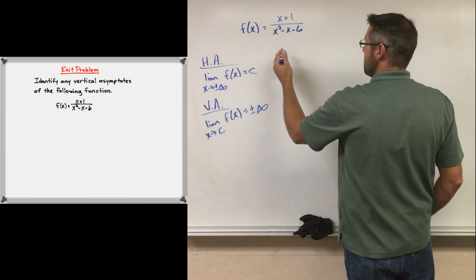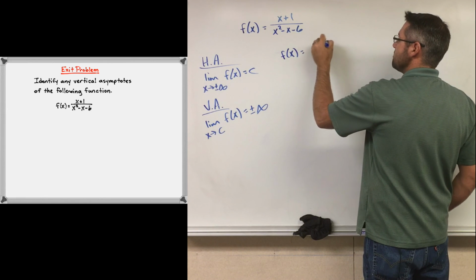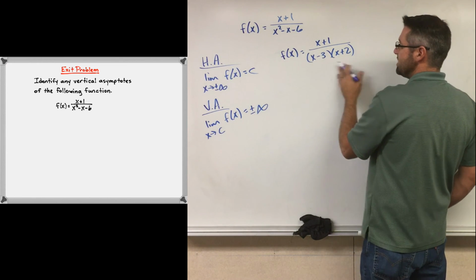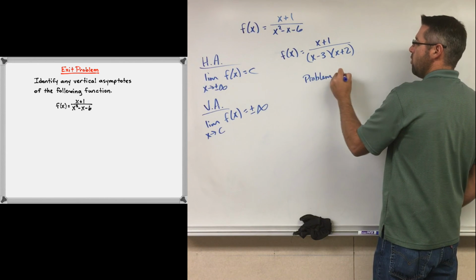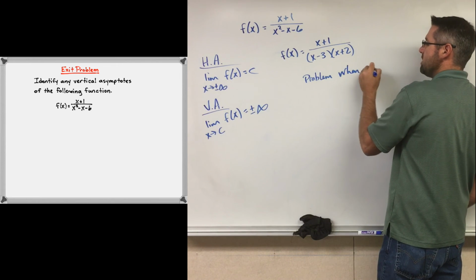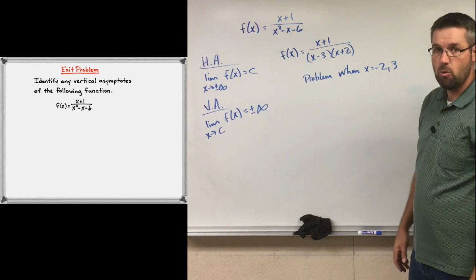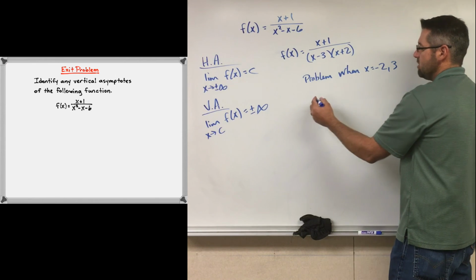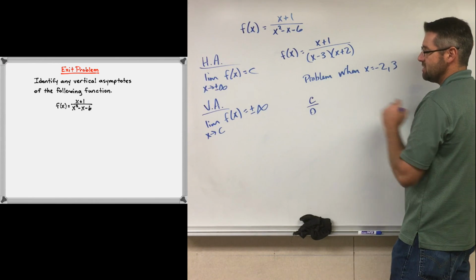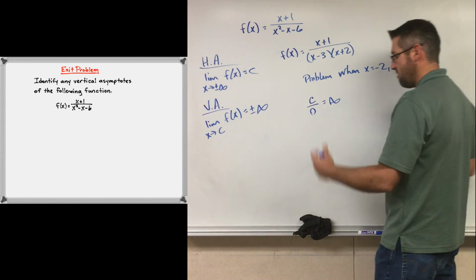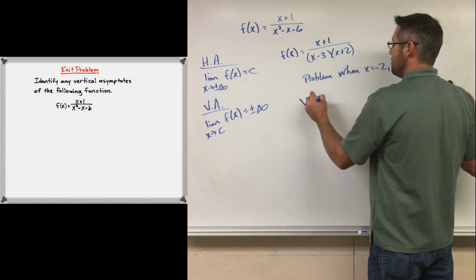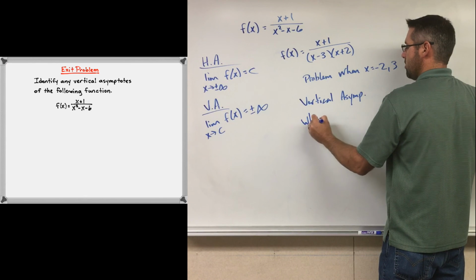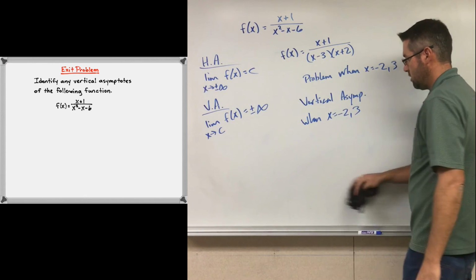Well, how do I check for infinite discontinuities? I factor, so I got x plus 1 on top, and I got x minus 3, x plus 2 on the bottom. And so we can see that we have a problem when x equals negative 2 and 3. Does the problem go away? No, because nothing reduces. So these remain. Why is it a problem? Because we're dividing by 0. And remember, anything divided by 0 when you're taking limits is some sort of infinity, which means we have a vertical asymptote. So we would say vertical asymptote when x equals -2 and 3.